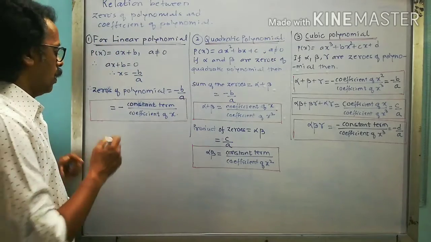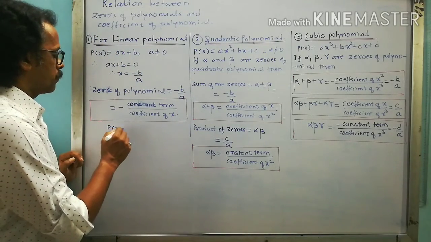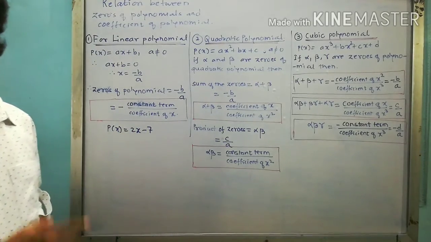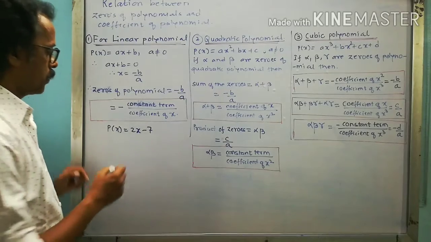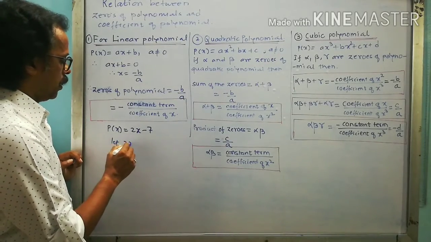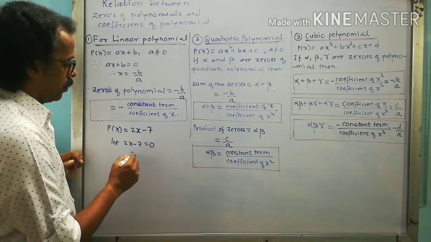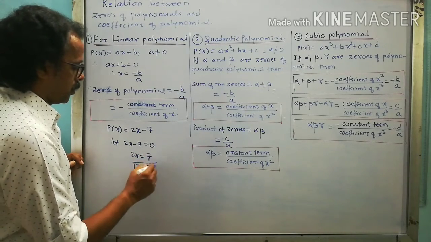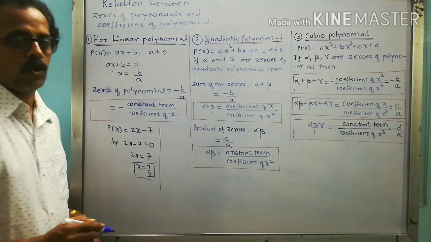If I ask you, like, if p of x is equal to 2x minus 7, find the zeros of this polynomial. So what will be the answer for this? I will say that let 2x minus 7 is equal to 0, 2x is equal to 7, x is equal to 7 upon 2. So x is equal to 7 upon 2 will be the zero of the polynomial.